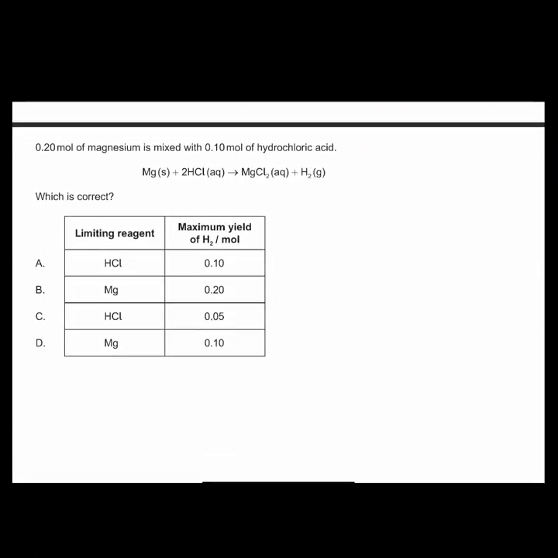Next one, you have 0.2 moles of magnesium mixed with 0.1 mole of HCl. Now we have to check which one is correct, which one is the limiting reagent, and what's the maximum yield. So to find the limiting reagent, we have to find the n/SC ratio of the reactants. So let's find the moles per stoichiometric coefficient for Mg. Moles of Mg is 0.2. Stoichiometric coefficient of Mg is 1. This is 0.2. Now we'll find the n/SC of HCl.